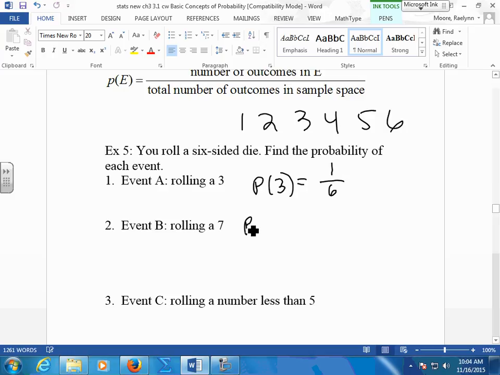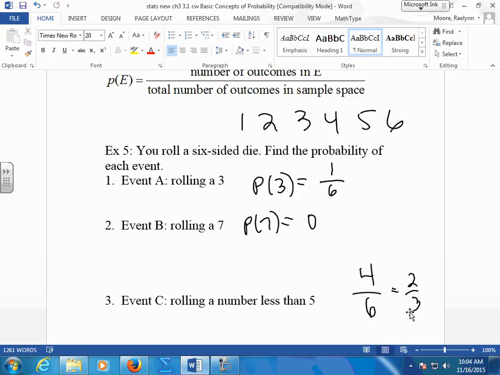The probability of rolling a 7 is what? 0. This is your impossible. I don't have a 7. The probability of rolling a number less than 5. How many of those are less than 5? 4. So I have 4 that are less than 5 out of 6 choices. If you want, you can reduce them down. Don't reduce them to the end just in case you're adding or doing something else with them. So these are good examples of classical probabilities. They will not change. They will be fixed all the time.